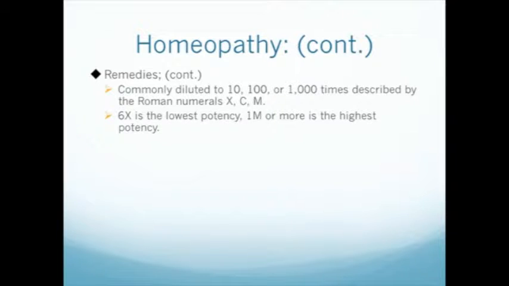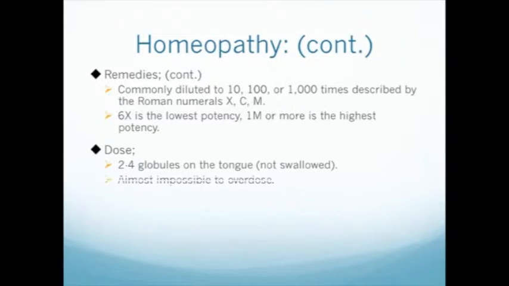The common dilutions for these remedies are 10, 100, or 1,000-fold, as described by the Roman numerals X, C, and M. 6x is the lowest potency, 1M or more is the highest potency. The dose of these medications would be 2 to 4 globules on the tongue or under the tongue. They are not swallowed. They can also be used topically. For instance, an inflamed joint from arthritis can be treated with topical preparations such as arnica. It's almost impossible to overdose on these medications.